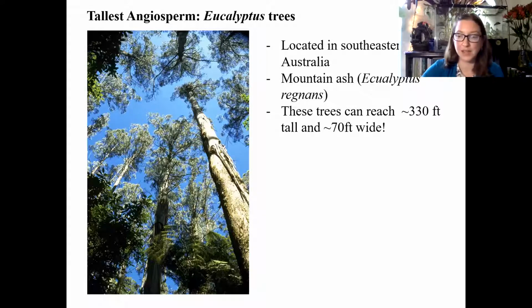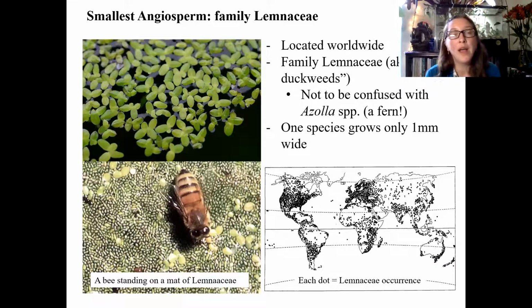Right, tons of secondary growth. All right. They could be super tall. They could also be super small. So this is a type of plant, Lemnaceae, which is from the duckweeds.